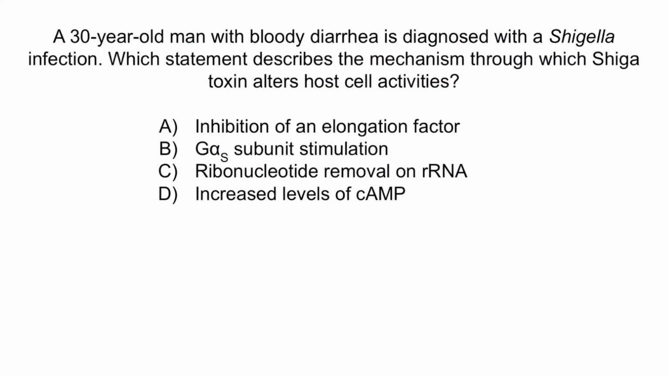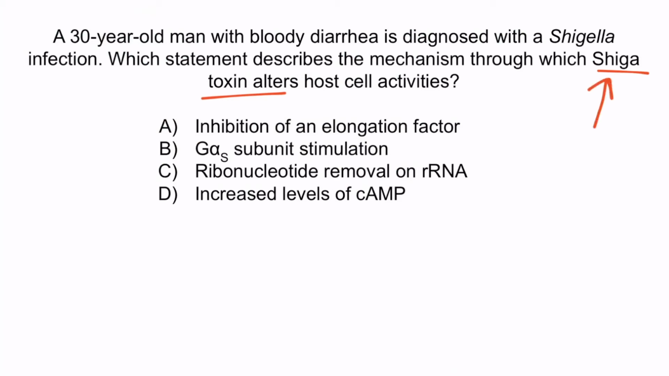A 30-year-old man with bloody diarrhea is diagnosed with a Shigella infection. Which statement describes the mechanism through which Shiga toxin alters host cell activities? A. Inhibition of an elongation factor. B. G-alpha S subunit stimulation. C. Ribonucleotide removal on rRNA. D. Increased levels of cyclic AMP.